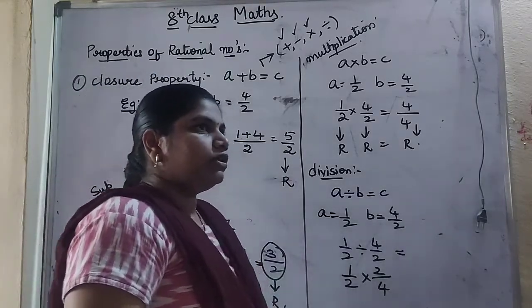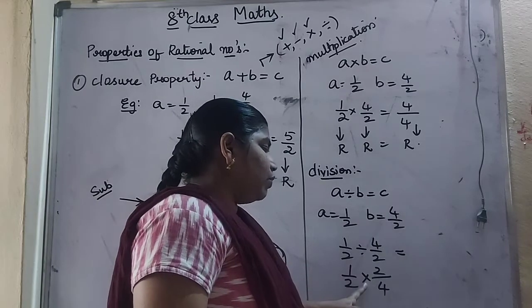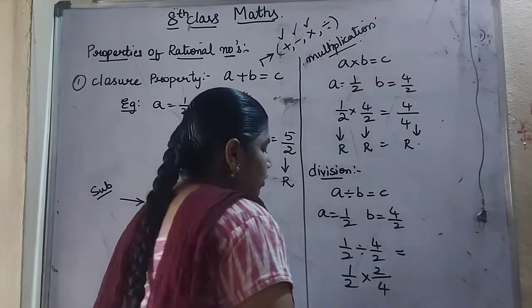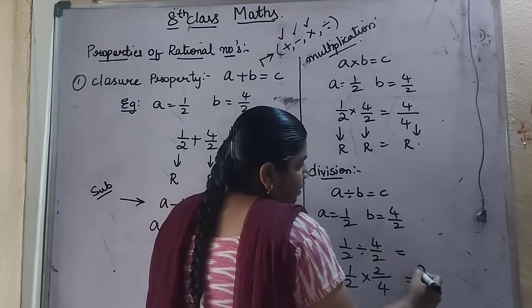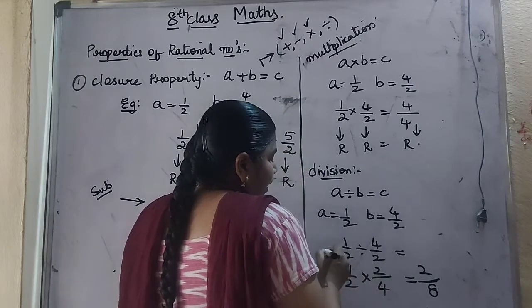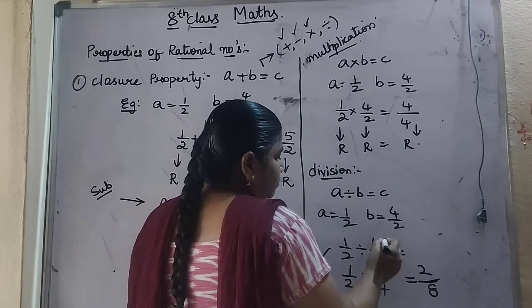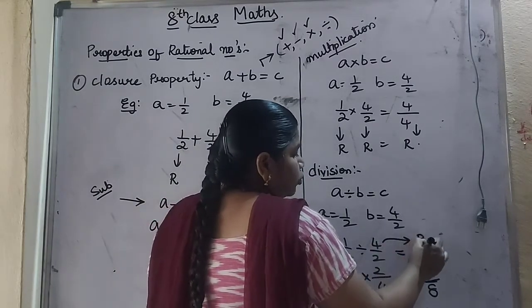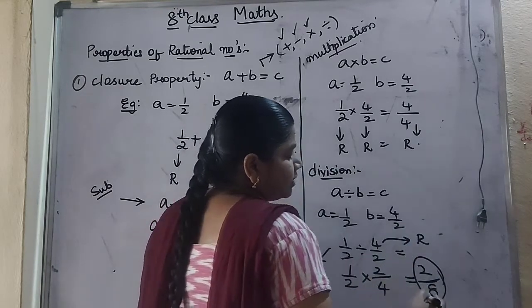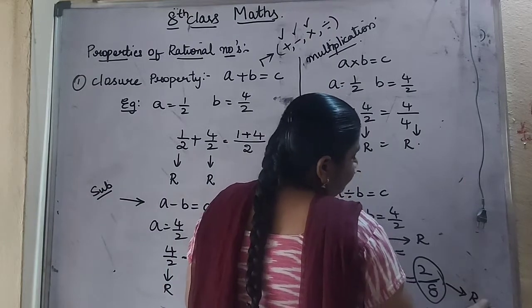So how to divide the rational numbers? Division will be converted into multiplication and the second term will be reciprocal. So if you see this, 1 into 2 is 2, and 2 into 4 is 8. So here 1 by 2 is also a rational number, 4 by 2 is also a rational number. After dividing, the result, 2 by 8, is also a rational number.